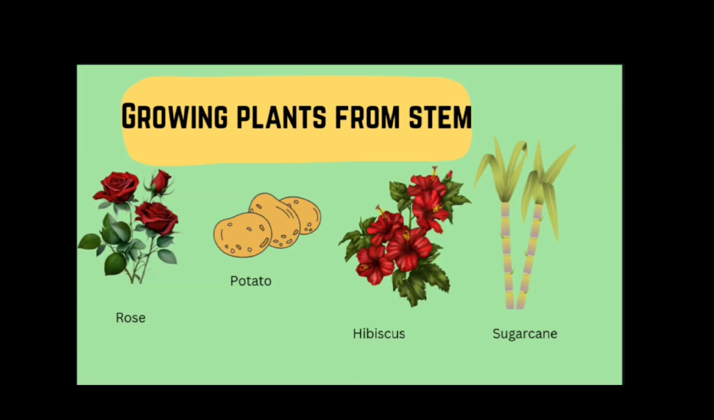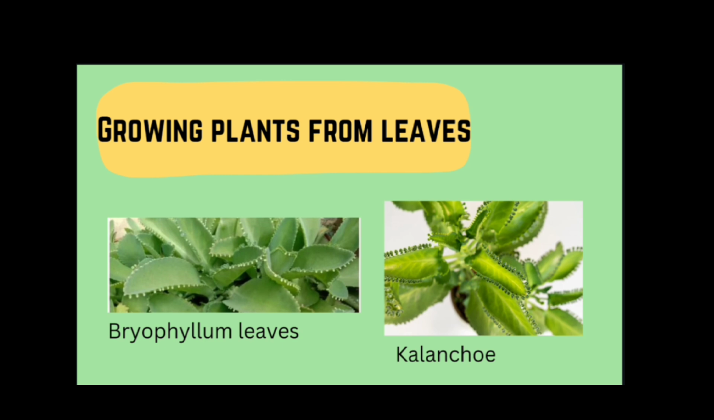Growing plants from stem. Stem cuttings from the parent plants are put in the soil and watered regularly, and then they grow into a new plant. Examples of such plants are rose, potato, hibiscus, and sugarcane. Plants that grow from leaves are bryophyllum and kalanchoe. Here, their leaves have buds on the margin which grow into new plants. These can be detached and put in soil and watered regularly. Then they grow as individual plants.